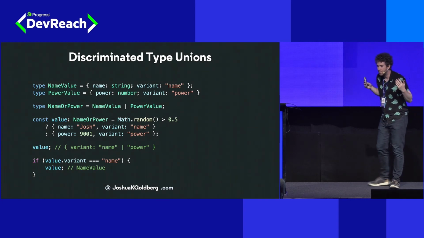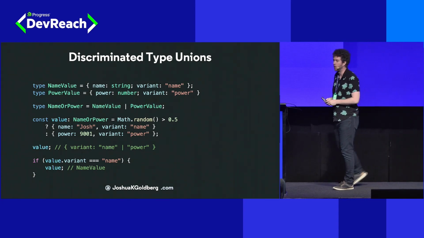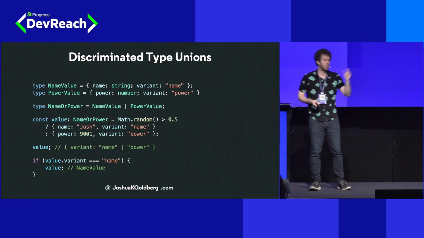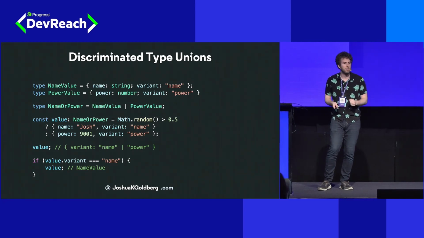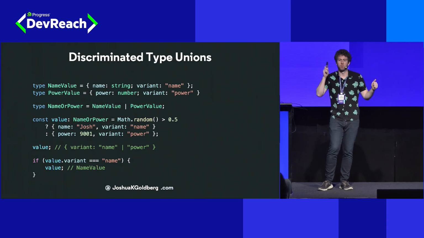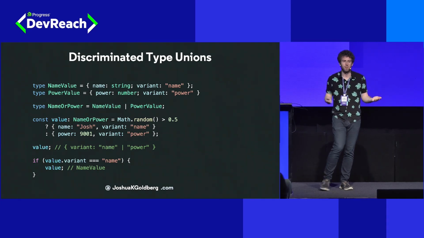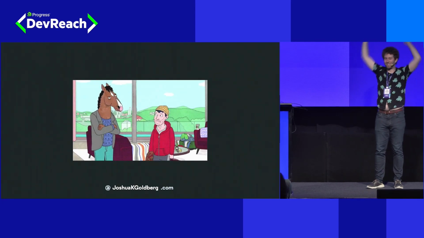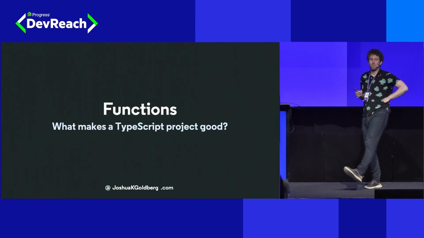This comes up surprisingly often in TypeScript code because people will write like a generic result type, which has a success, true or false, and then based on success, you either have an error or the actual data, like from a network request. Yay, type safety. Hooray! Okay. What makes a TypeScript project good?